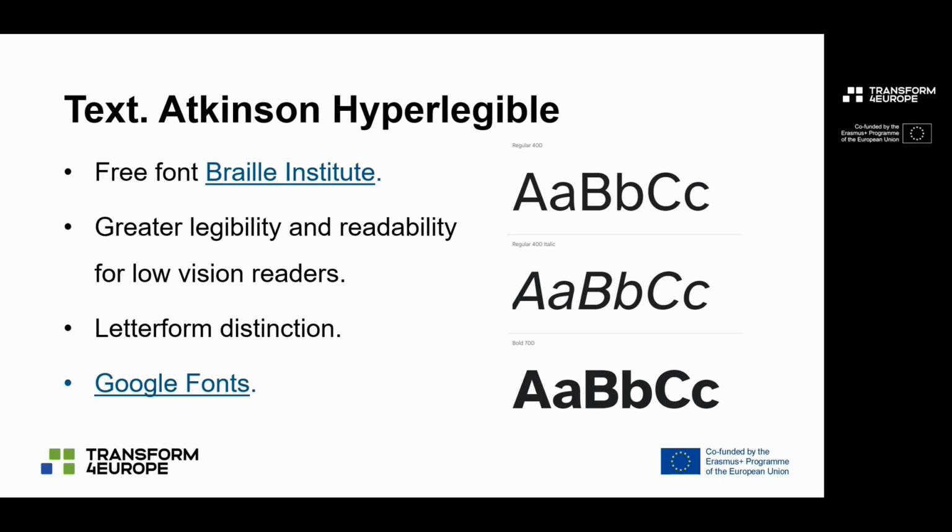Okay, I would like to mention the Atkinson hyperlegible font type. The Robert Atkinson Braille Institute has designed this free font, which has greater legibility and readability for low vision readers. It focuses on letter form distinction to increase character recognition, ultimately improving readability. It is available for free at Google Fonts.